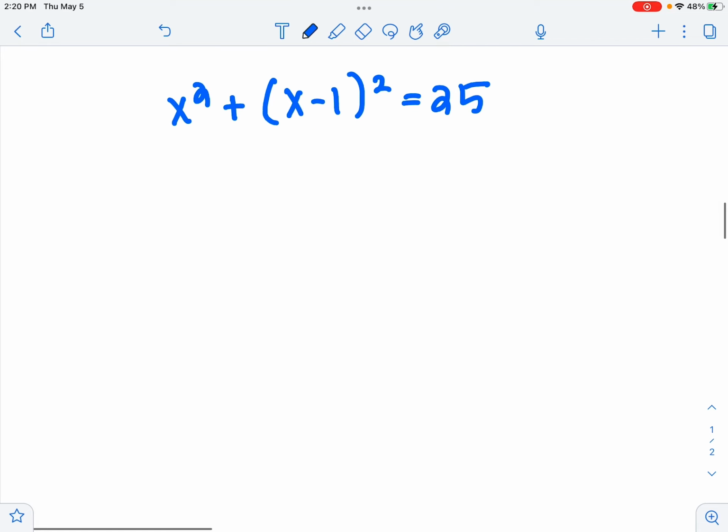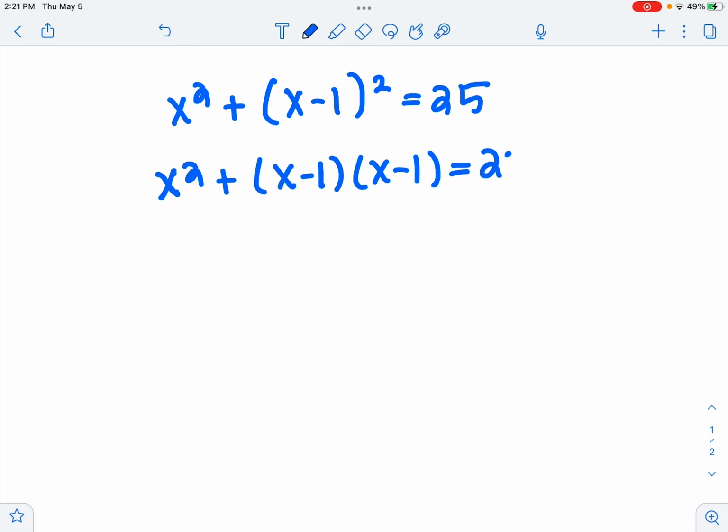All right, so now I have to solve this. Big thing to remember is there's no such thing as distributing a square. It is not a 2 as a multiplier in front. It's saying that I want to multiply x minus 1 by itself. So I'm going to expand this by saying that now I have (x minus 1) times (x minus 1) equals 25. So remember, you're expanding this to something times itself.